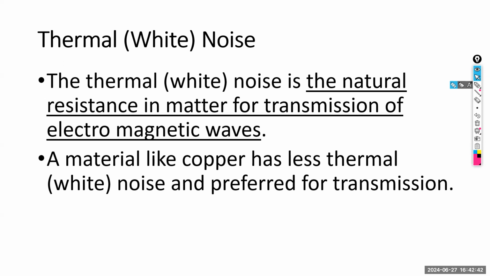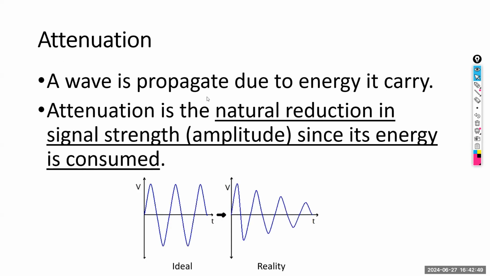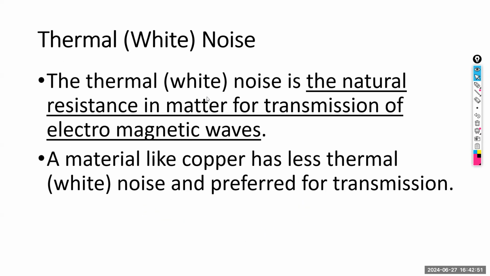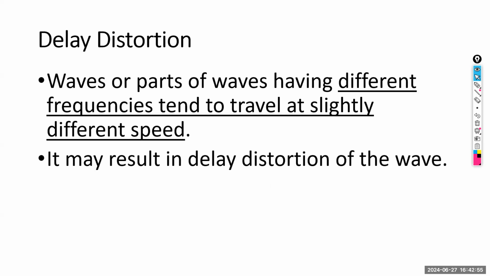Okay, so that is called what? White noise. White noise is the main reason for attenuation. Okay, the main reason for attenuation. Right. So the next impairment is called delay distortion.